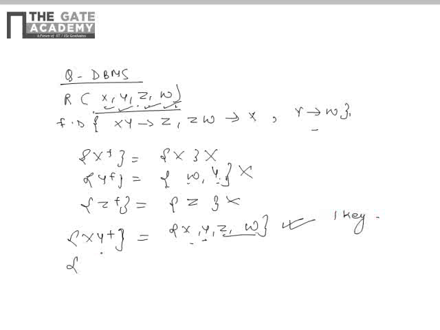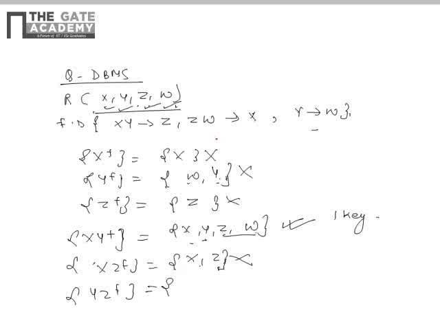Now for the second key, check xz plus. xz will be there. Is there any combination of x and z? No, there is no combination, so only this much will be there, so this is not a key. Another one is yz plus.